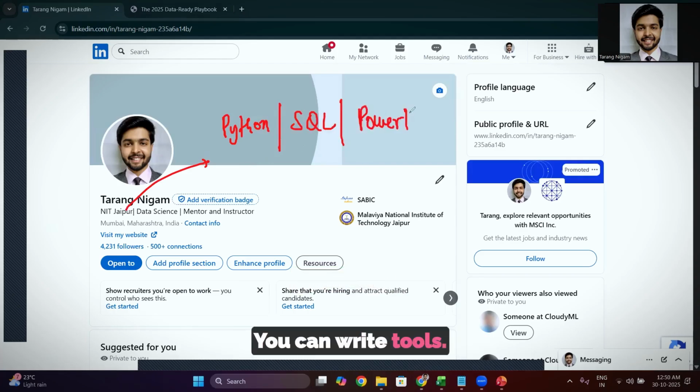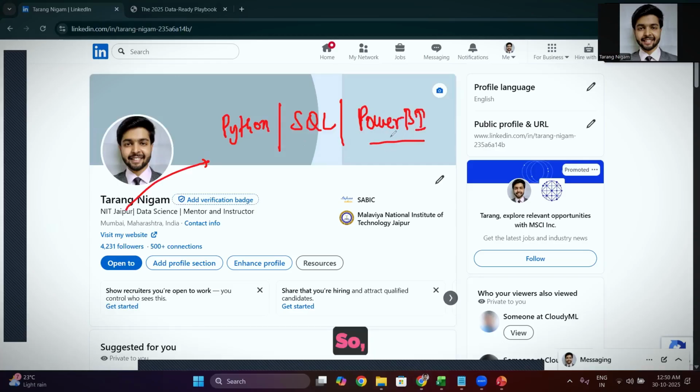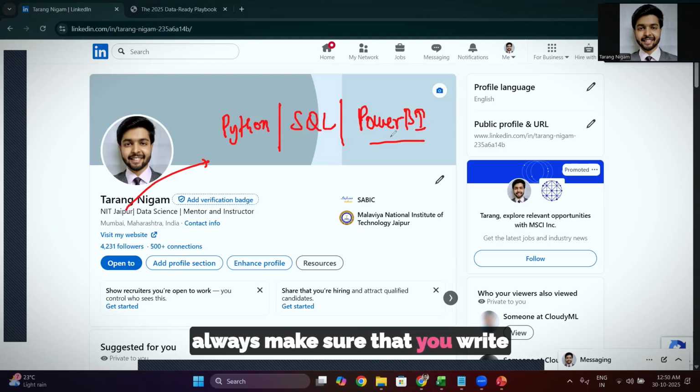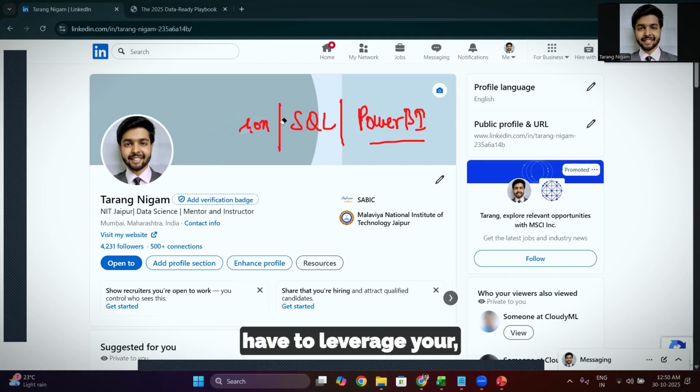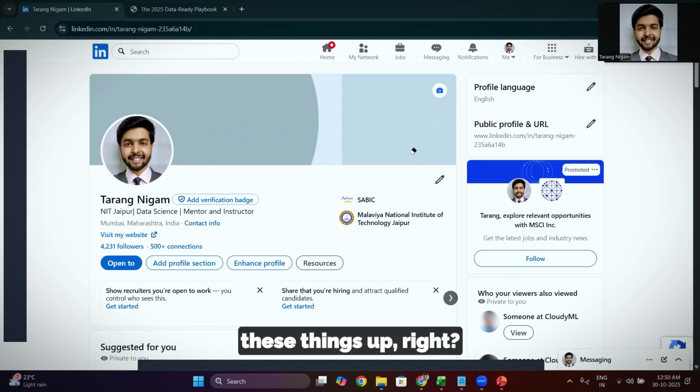We can write the recent advancement tools. You can write about GenAI as well. So always make sure that you write something which you are confident of and is trending in the industry. Mention those things so that they can catch the eye of the recruiter or the other person who is sitting in front of you. I hope the first part makes sense to you, how you have to leverage these things.